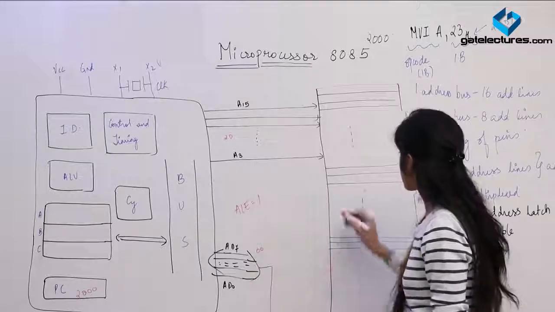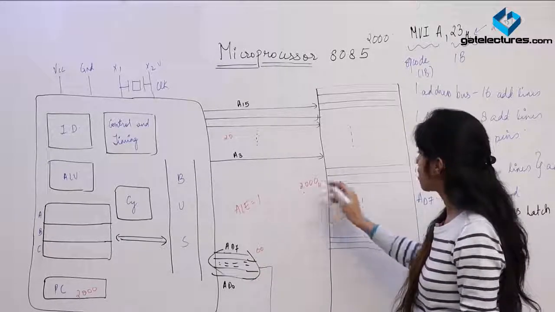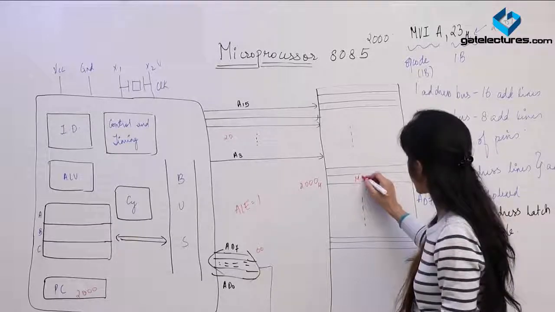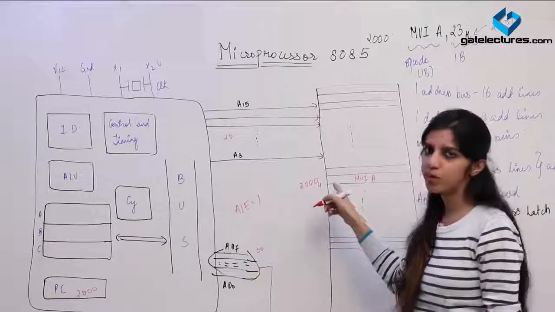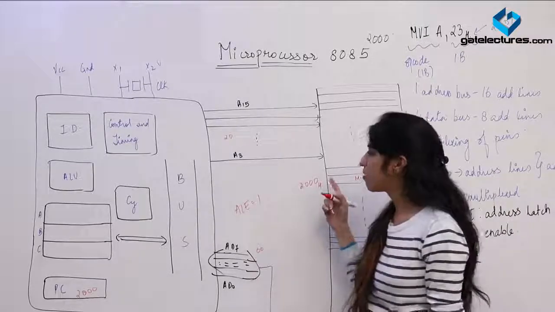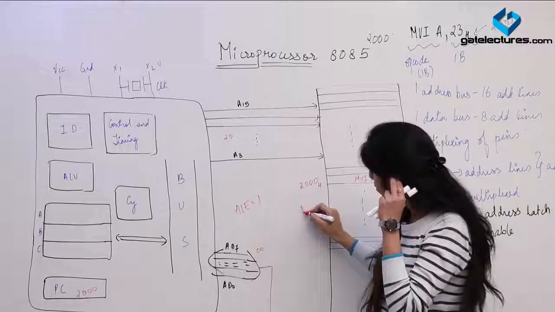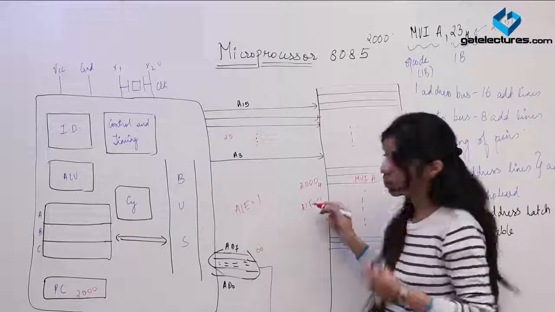Now we reach the address 2000. Suppose this is the memory location 2000. When you reach here, you are going to find MVIA. MVIA is going to be written here. Now, when we have reached here, we reach here in 1 clock cycle. When you have reached here, ALE is going to be 0. You are going to make ALE 0.